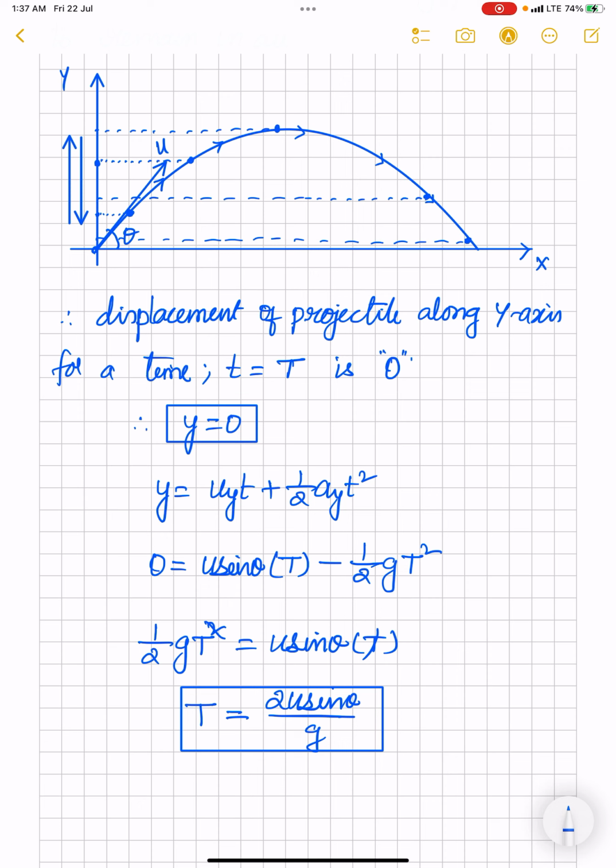And as usual, you know, u is the velocity of projection, theta is the angle of projection, and g is the acceleration due to gravity. Hope you understood.